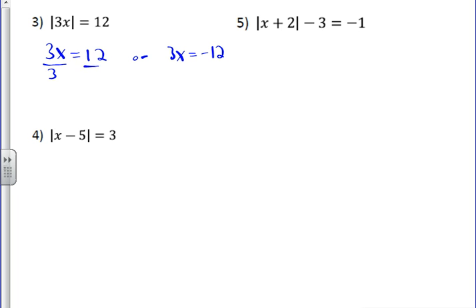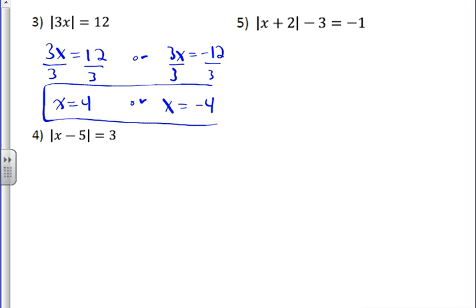Divide both sides by 3, and you get x equals 4. Or, same thing in this second equation, divide both sides by 3, x equals negative 4, and it's very easy to plug those back in and see that they are both solutions to this equation. They give you 12 and negative 12 inside the absolute value.